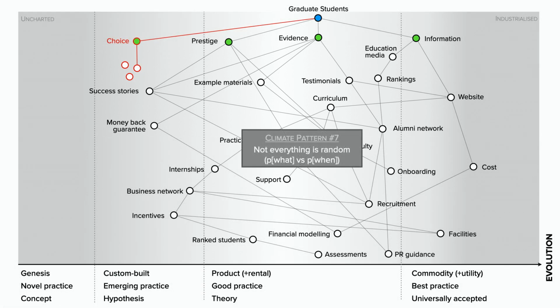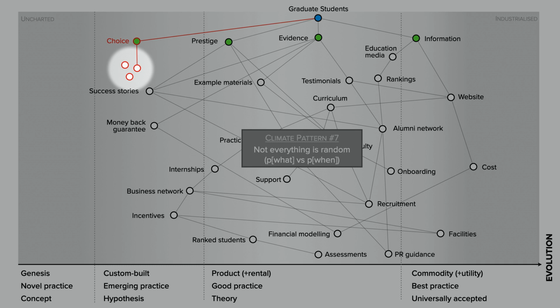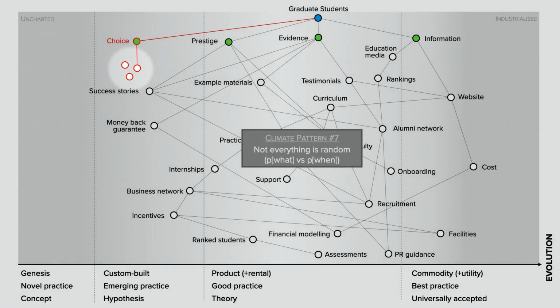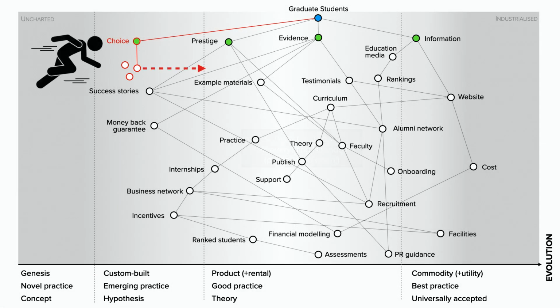By now, you should be starting to see that not everything is random, which is our 7th climate pattern. It's virtually impossible to predict what new components will appear on the left-hand side of the map, or when these new inventions will appear, and there's a high degree of risk that many of these things will fail. Therefore, we might choose to be fast followers, waiting to see what survives and gains traction first before investing in it ourselves.